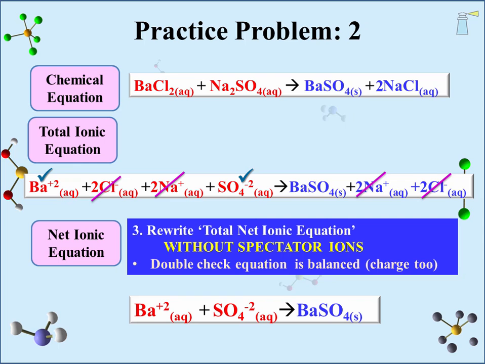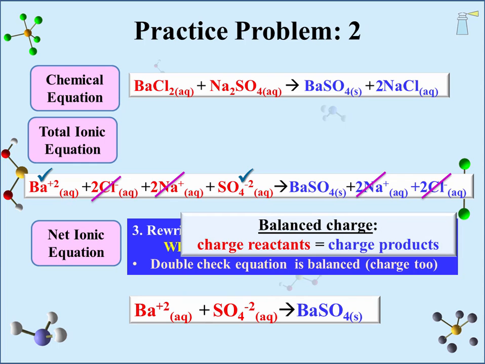Well, there's 1 barium and 1 sulfate on the reactant side and 1 barium and 1 sulfate on the product side. It is balanced. What about charge? The product, barium sulfate, is a neutral compound, so its net charge is 0. On the reactant side, the barium has a +2 charge, which is matched by the -2 charge on the sulfate. Both sides of the reaction have a net charge of 0. The charges are balanced.